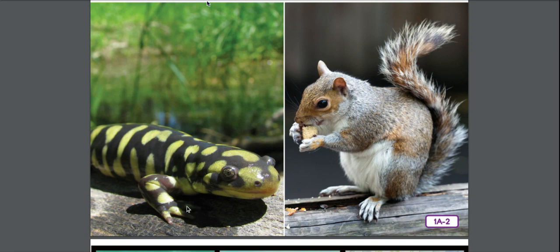When I look at this, I go, well, there's a front leg, there's a front leg. Here's an eye, here's an eye. This has gills. This has lungs underneath there. I happen to know that. Does the salamander have any fur? Nope. But the squirrel does. So in some ways, these animals are similar. They have similar characteristics, and in some ways, they are very different.